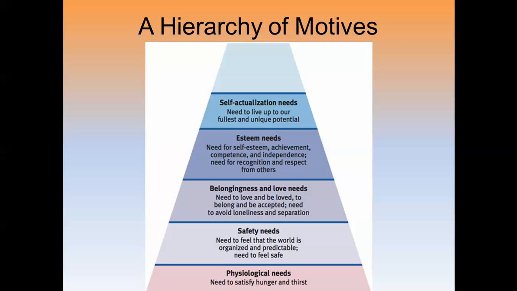Beyond this lies the need to actualize one's full potential. And near the end of his life, Maslow suggested that some people can reach a level of self-transcendence in which they strive for meaning and purpose that is beyond the self. And he called that transpersonal.